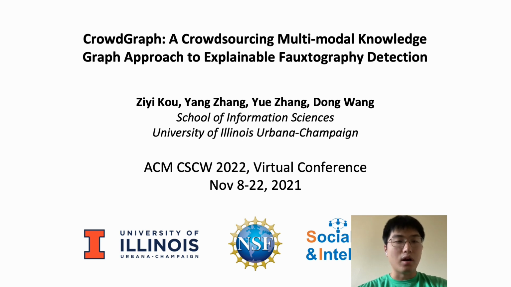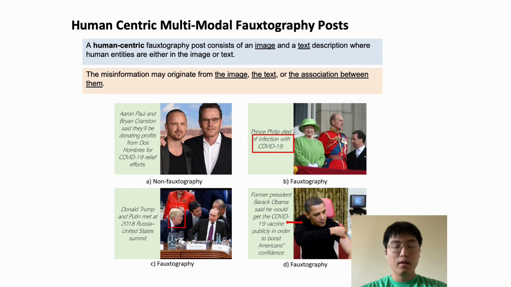Its name is CrowdGraph, a crowdsourcing multi-modal knowledge graph approach to explainable Fauxtography detection. So firstly, what is a Fauxtography post? A Fauxtography post usually consists of an image and a text description. There could be some misinformation in it. The misinformation may originate from the image, the text, or the association between them.